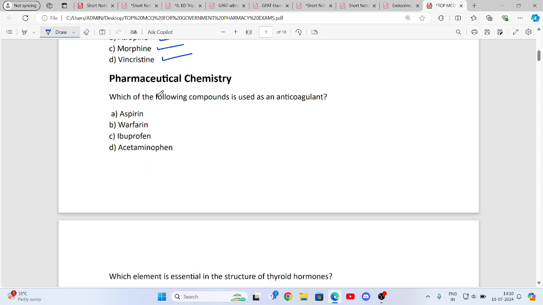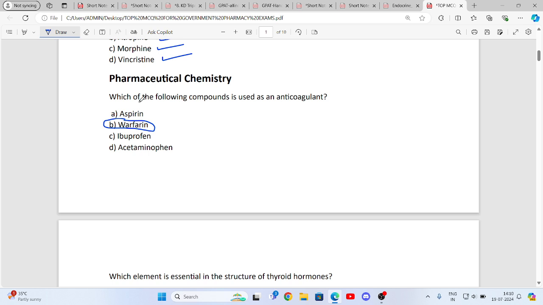The next up we have pharmaceutical chemistry. So from pharmaceutical chemistry, the first question is, which of the following compounds is useful as an anticoagulant and it contains a coumarin ring. So coumarin ring is very specific for warfarin, which inhibits vitamin K epoxide reductase, and the antidote for warfarin poisoning is vitamin K, right?